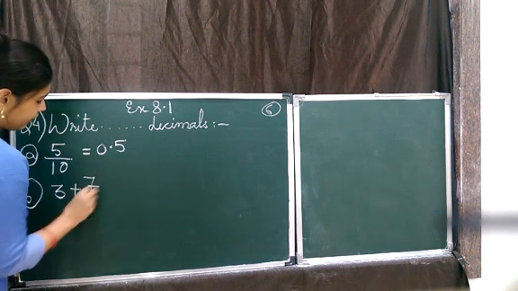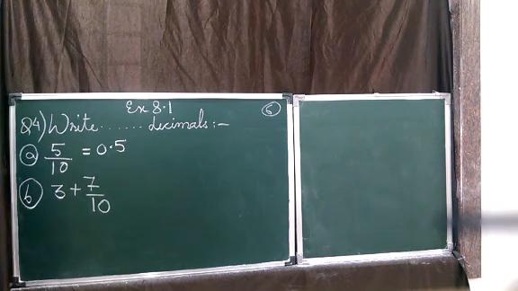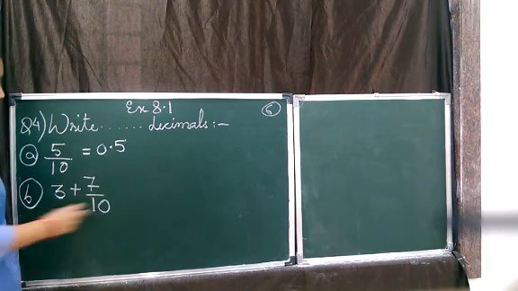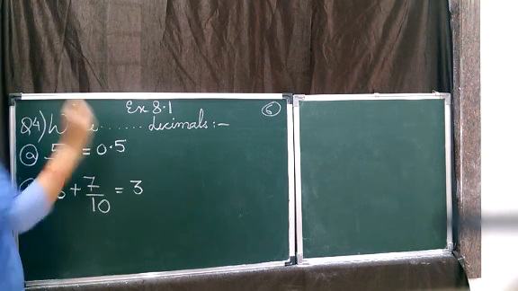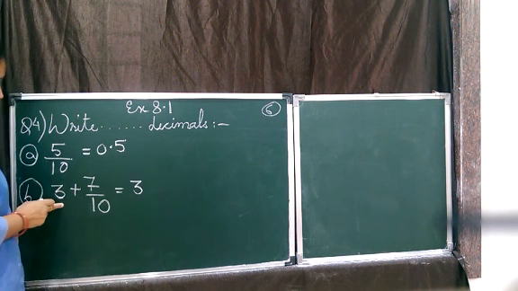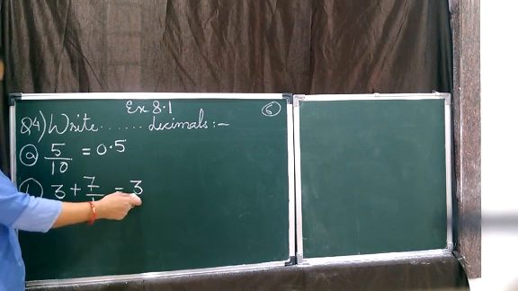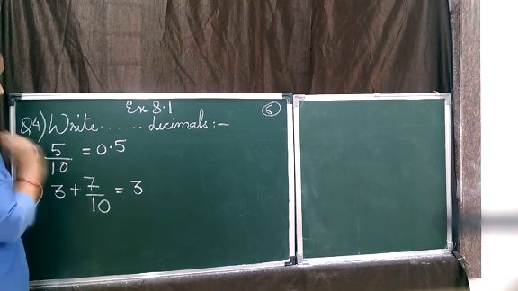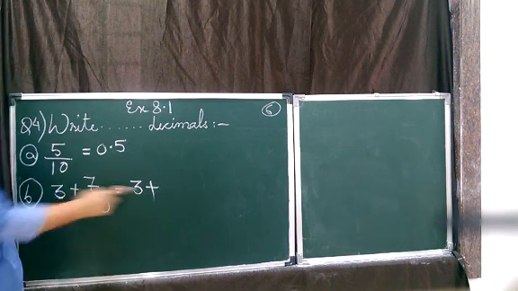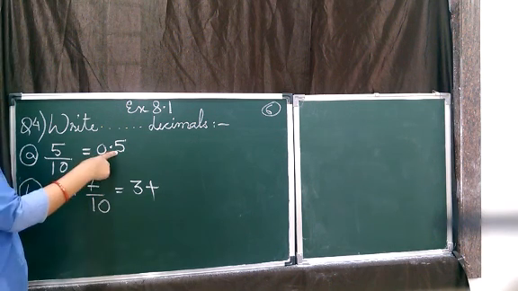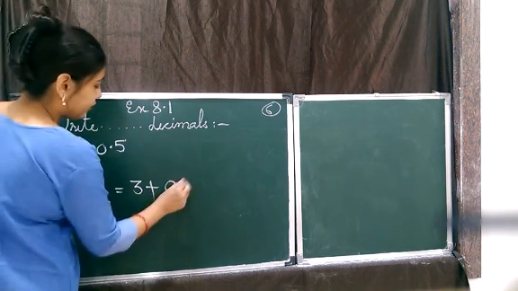3 plus 7 by 10. Okay. So 3 is a whole number, children. So this will obviously be before the decimal. There is no denominator, that means it's a whole number. Now we have to convert this. So let's write like this only. 7 by 10 will similarly be 0.7.